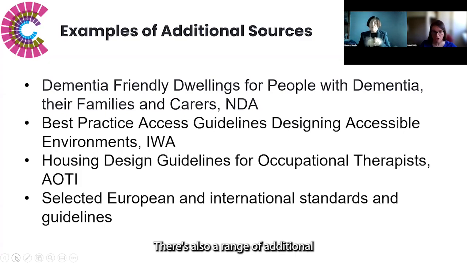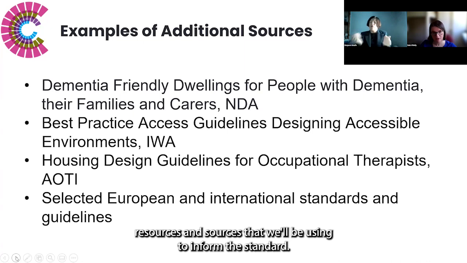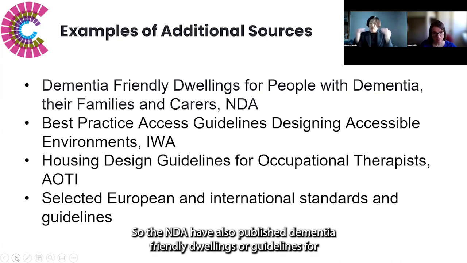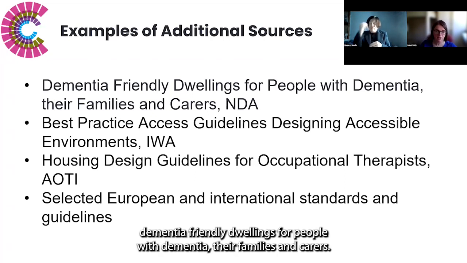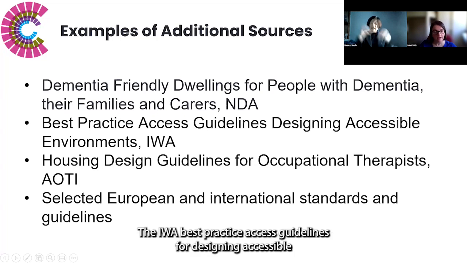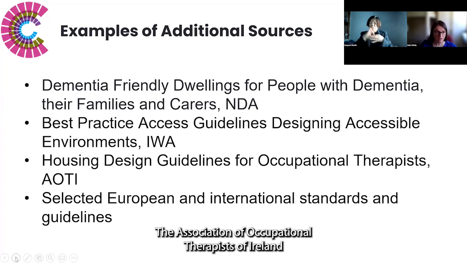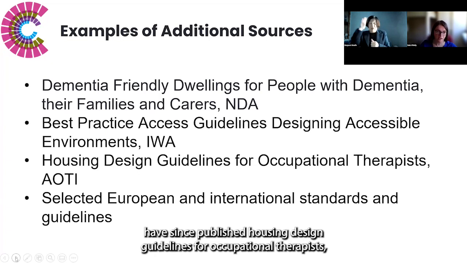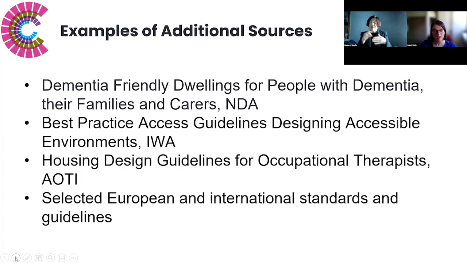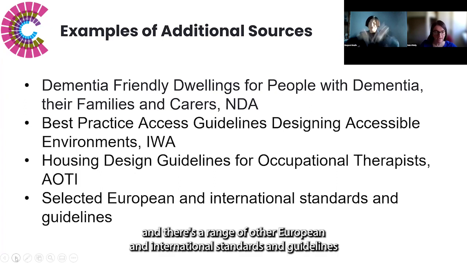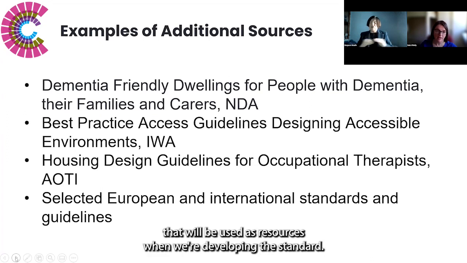There's also a range of additional resources and sources that we'll be using to inform the standard. So the NDA has also published guidelines for dementia-friendly dwellings for people with dementia, their families and carers. The IWA best practice access guidelines for designing accessible environments has content on, in particular, wheelchair accessible homes. The Association of Occupational Therapists of Ireland have since published housing design guidelines for occupational therapists, and there's a range of other European and international standards and guidelines that will be used as resources when we're developing the standard.